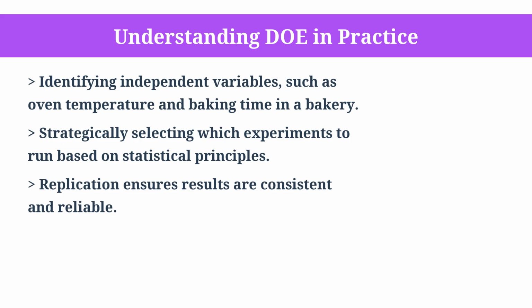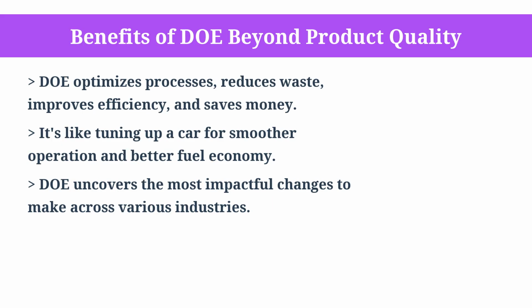The key here is that DOE isn't just about randomly trying different combinations. It's about strategically selecting which experiments to run based on statistical principles. This way, we can efficiently determine which variables have significant effects and which ones don't matter as much. It's like playing chess instead of checkers, every move has purpose.